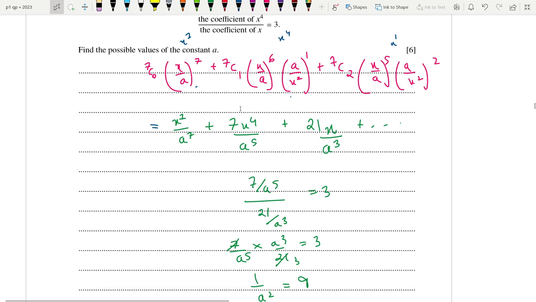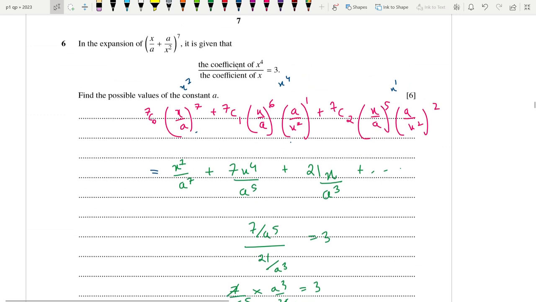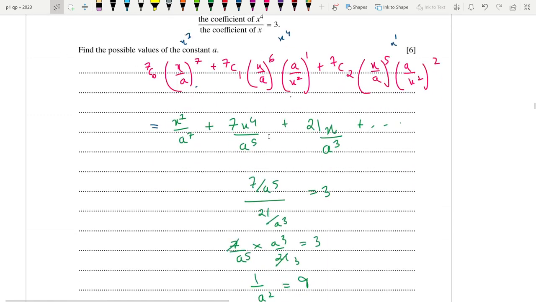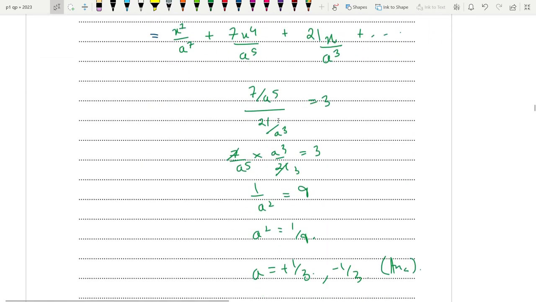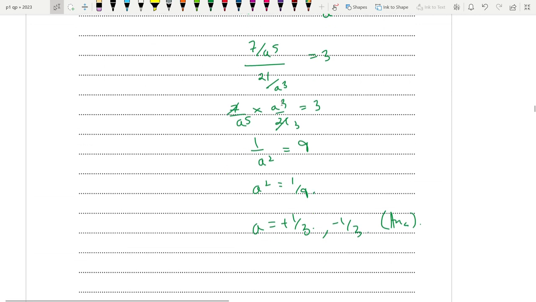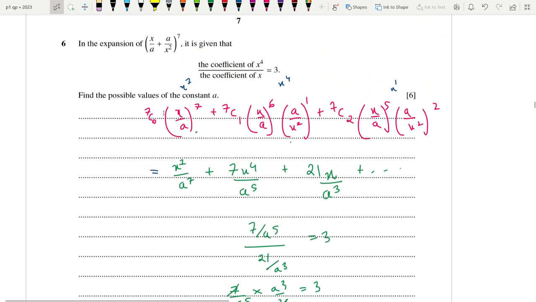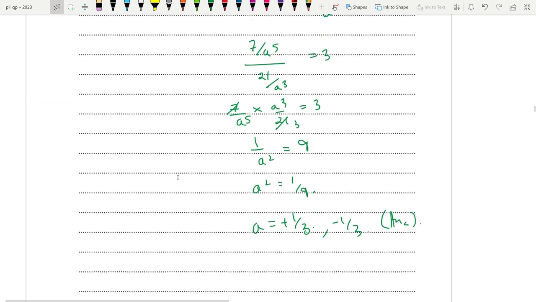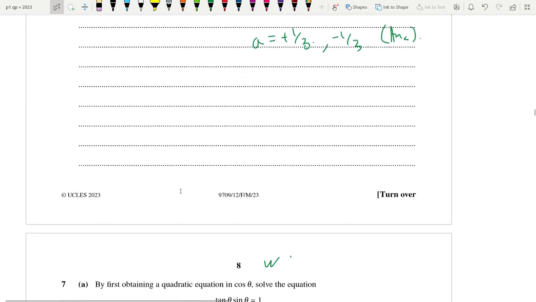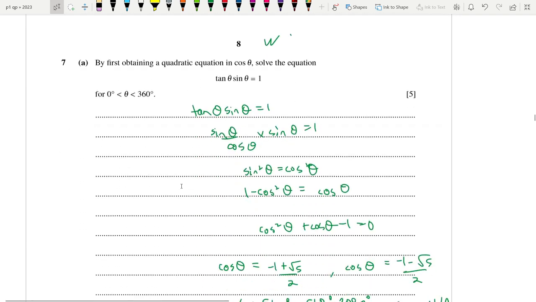Now after simplification, I just use this formula. So what's the coefficient here? It's 7 by a to the power 5 divided by 21 by a cube. It is equal to 3. So after you solve this, I apply reciprocal, 7 by a to the power 5 into a cube by 21. We end up with a square equals 1 by 9. So a is actually equal to plus minus 1 by 3, okay, since they said possible values of the constant a. Alright, moving on to question number 7.